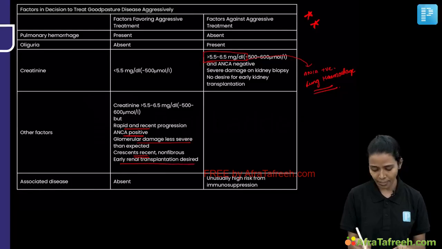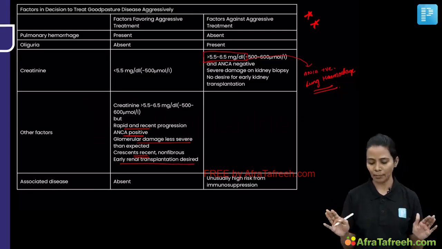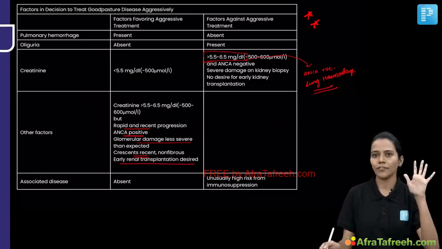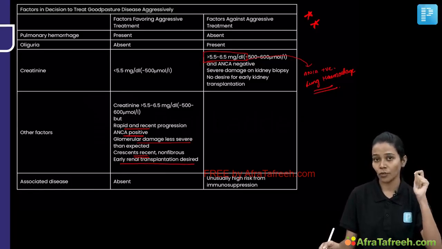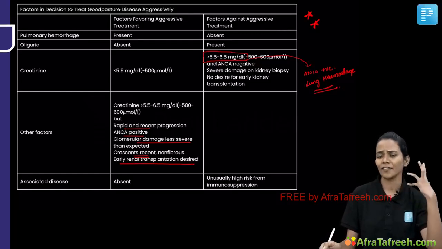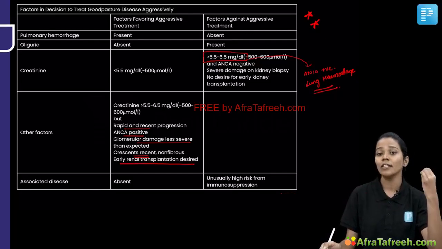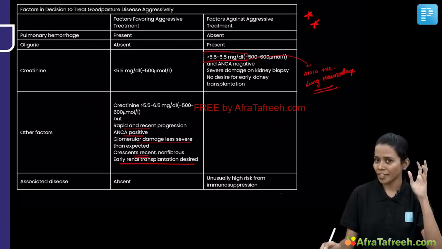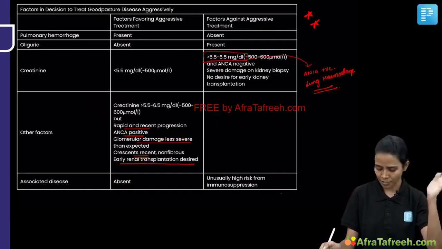And if early renal transplantation is decided, to clear out the antibodies. Okay. So basically, if creatinine is more than 5.5 to 6.5, you will attempt only if there is lung hemorrhage or if ANCA is positive. And other indications are if glomerular involvement is less severe than you're expecting, or if crescents are not 100%, in these conditions you can try.